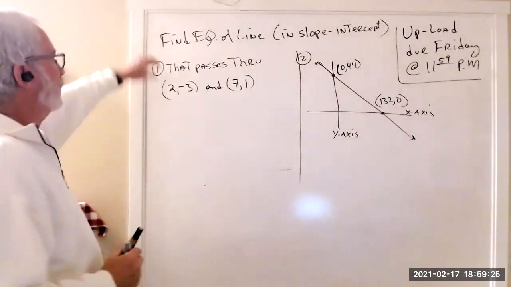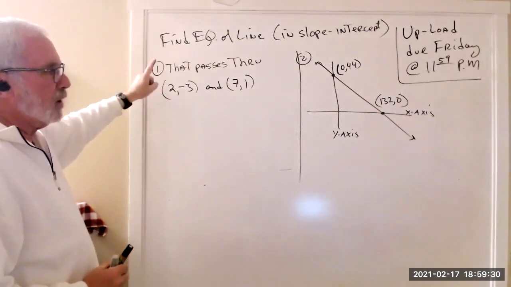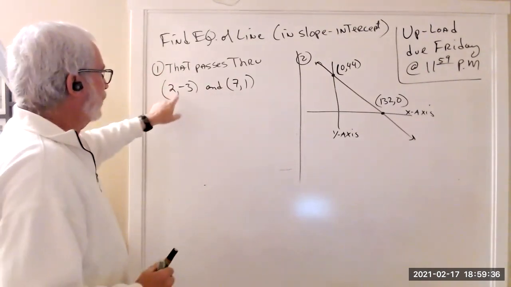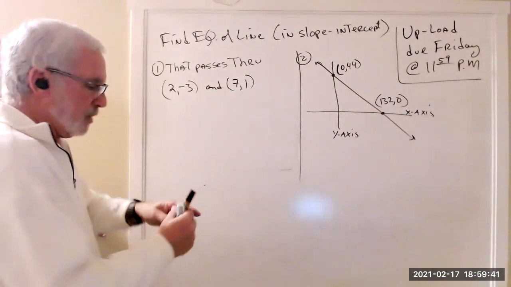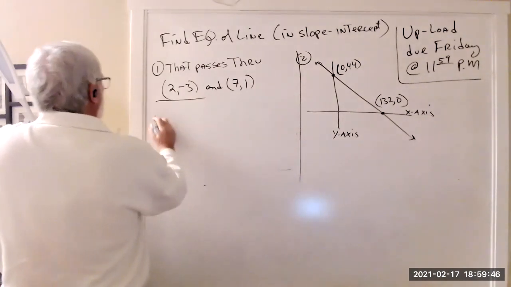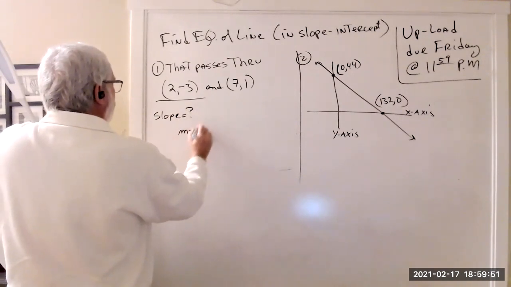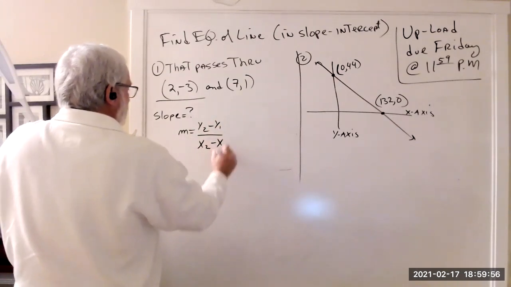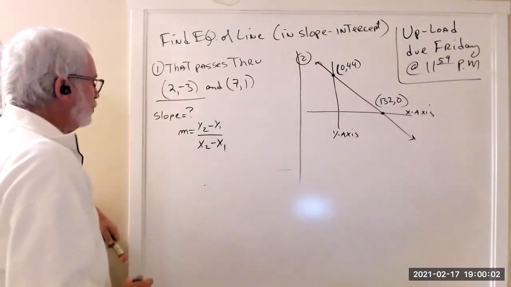Last night when I taught this, I said to find the equation of a line, you need three things: a point, a slope, and a formula. Well, we've got two points here, but what we're missing is the slope. From a previous lesson, we learned that the slope formula is y sub 2 minus y sub 1 over x sub 2 minus x sub 1. That formula will find the slope given two points.